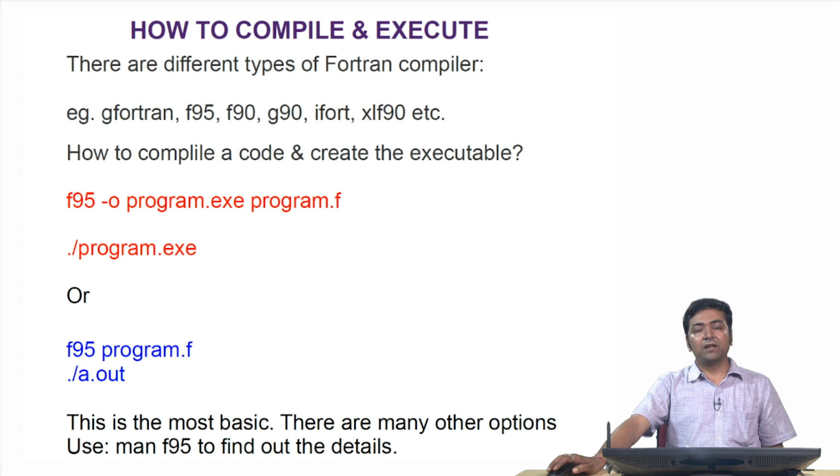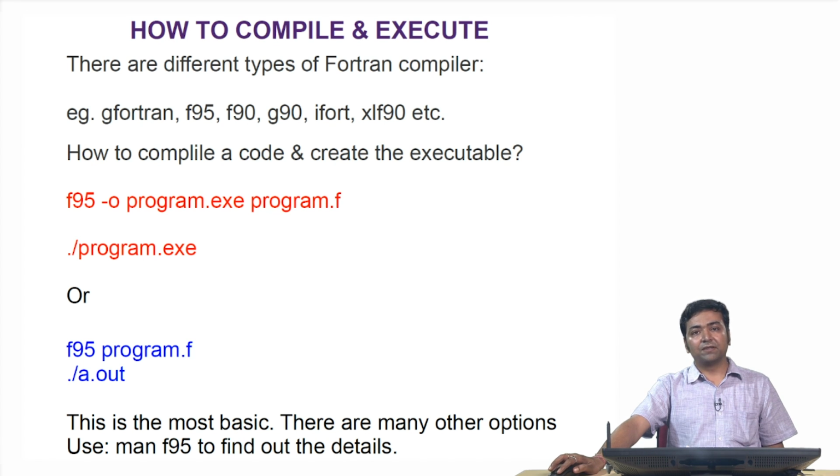So, how do you compile and execute a program? There are different types of Fortran compilers available in the market. For example, gfortran, which is a GNU based Fortran compiler, which is free. Then you have ifort, which is an Intel Fortran compiler for which you need to pay. Then you have XLF90, which is an IBM compiler, which is again not free.